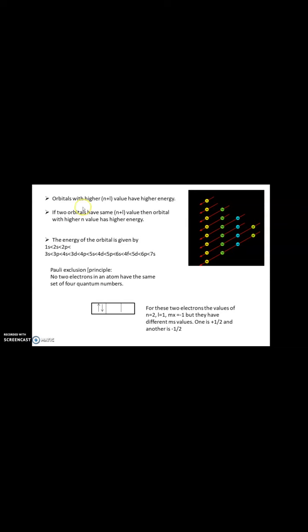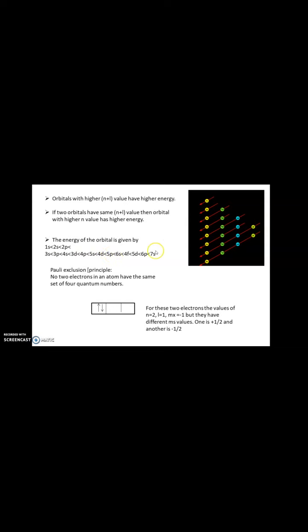we can say that orbitals with higher n plus L value will have higher energy. If two orbitals have the same n plus L value, then the orbital with higher n value has higher energy. So according to these two concepts, the energy order can be given by this: 1s less than 2s, then 2p, then 3s, 3p, 4s, 3d, 4p, 5s, 4d, 5p, 6s, 4f, 5d, 6p, 7s.